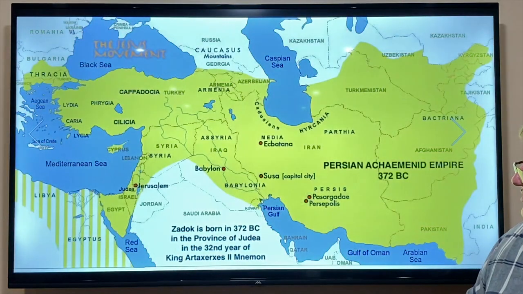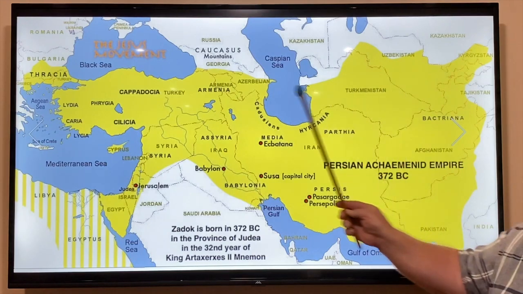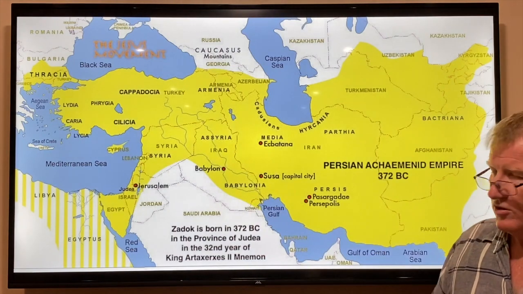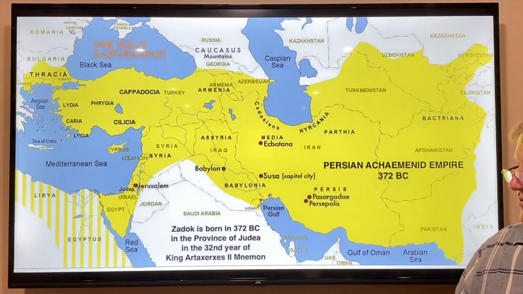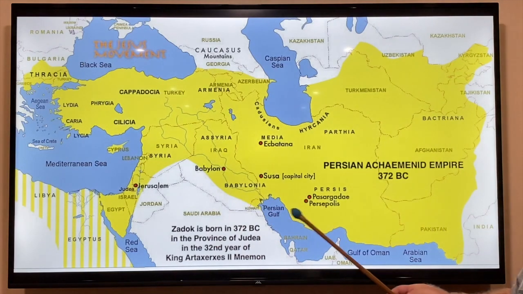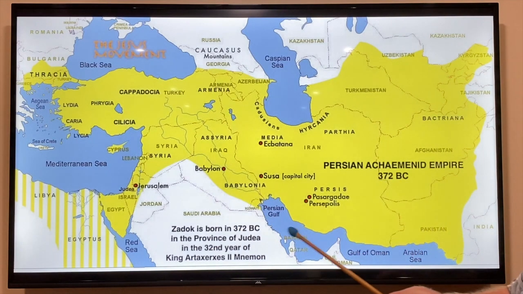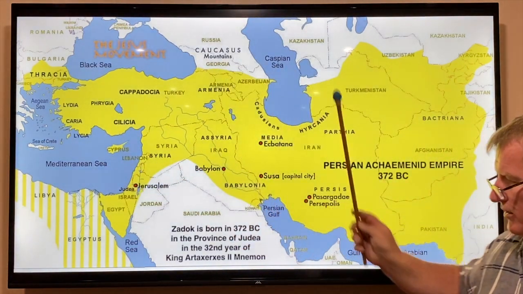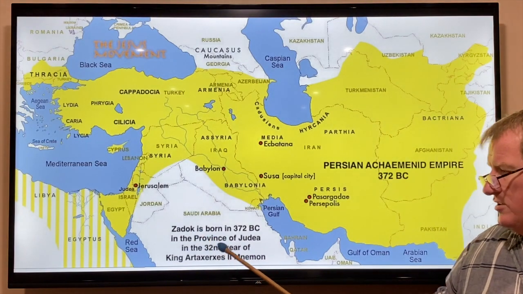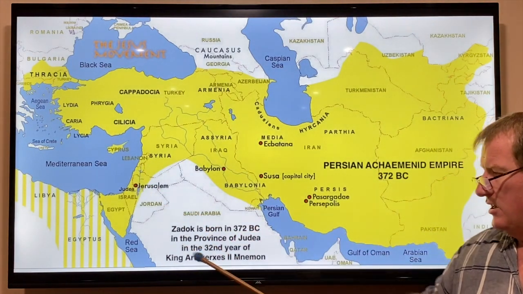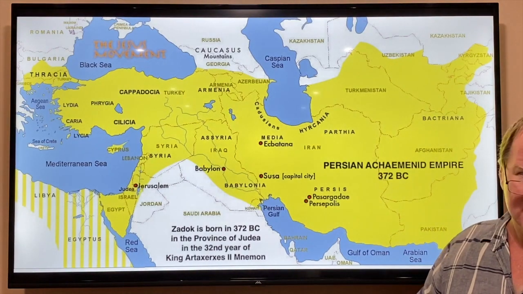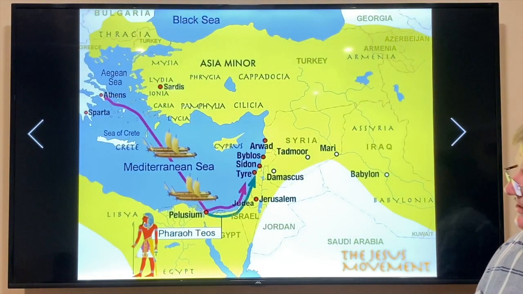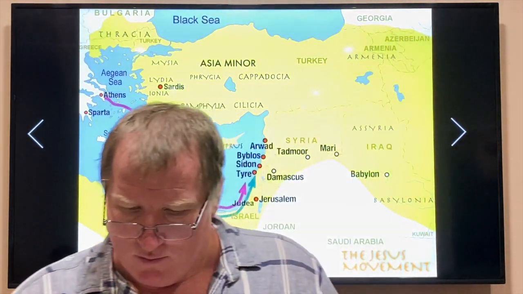The Persian Empire at this point in time is represented by everything that's in yellow, apart from this striped yellow over here, which is Egypt, because Egypt has already separated from the Persian Empire. But we find at this point in time, as I mentioned, for Zadok, born at 372 BC, that all of the solid yellow here is still part of the Persian Empire. And Zadok is born in the province of Judea, over here, in the 32nd year of King Artaxerxes II. And so I will just leave that up as we get underway today.